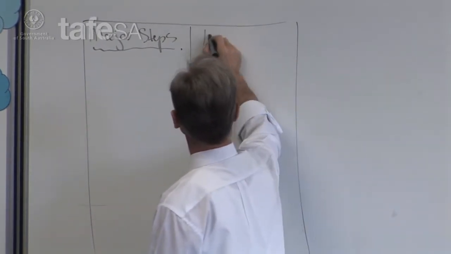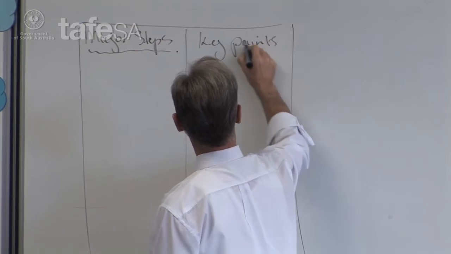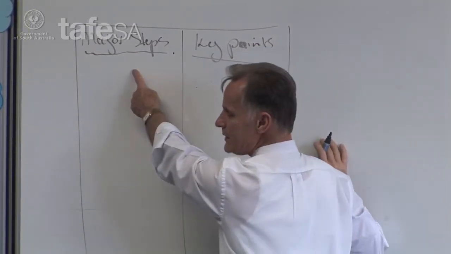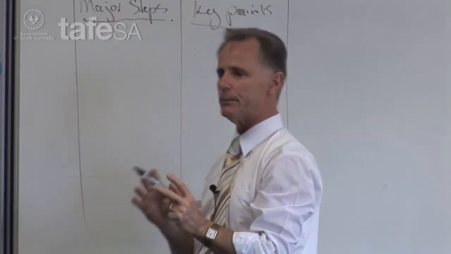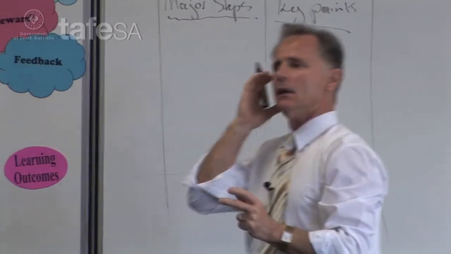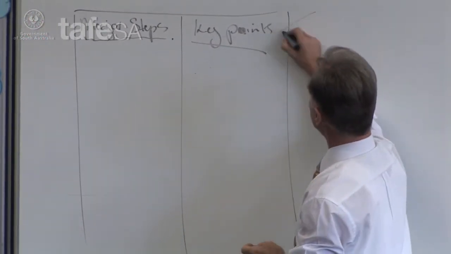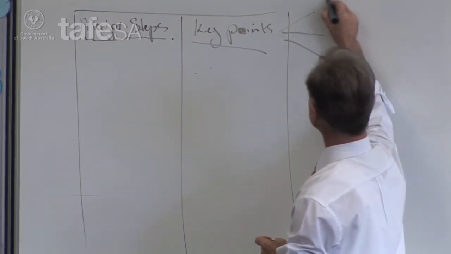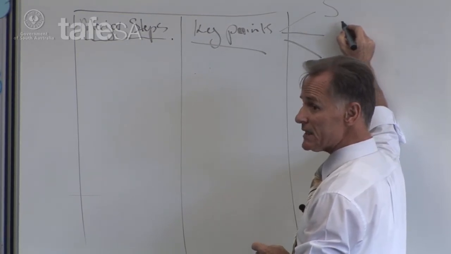And then over here we've got key points. These key points will always be referenced to that particular major step, so each major step has a number of key points. What I also need to say is that when we look at our key points, we will look in a moment at what we call safety, and what we call success.